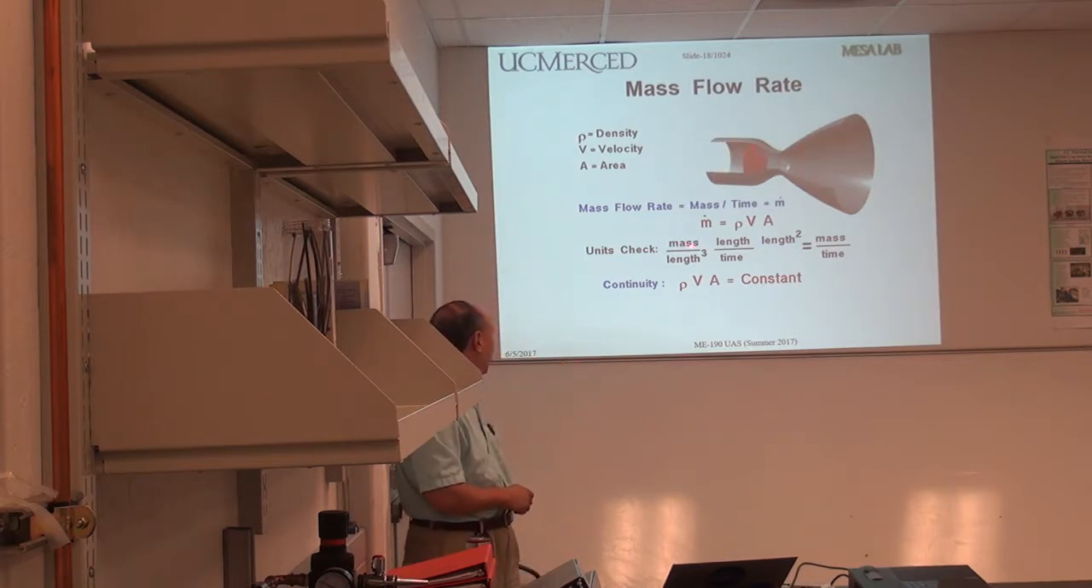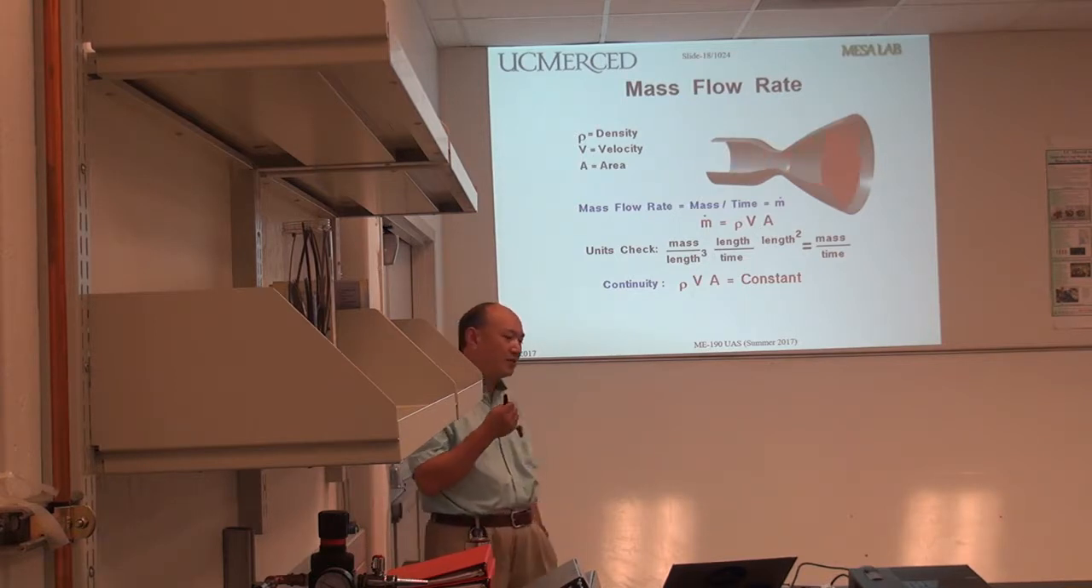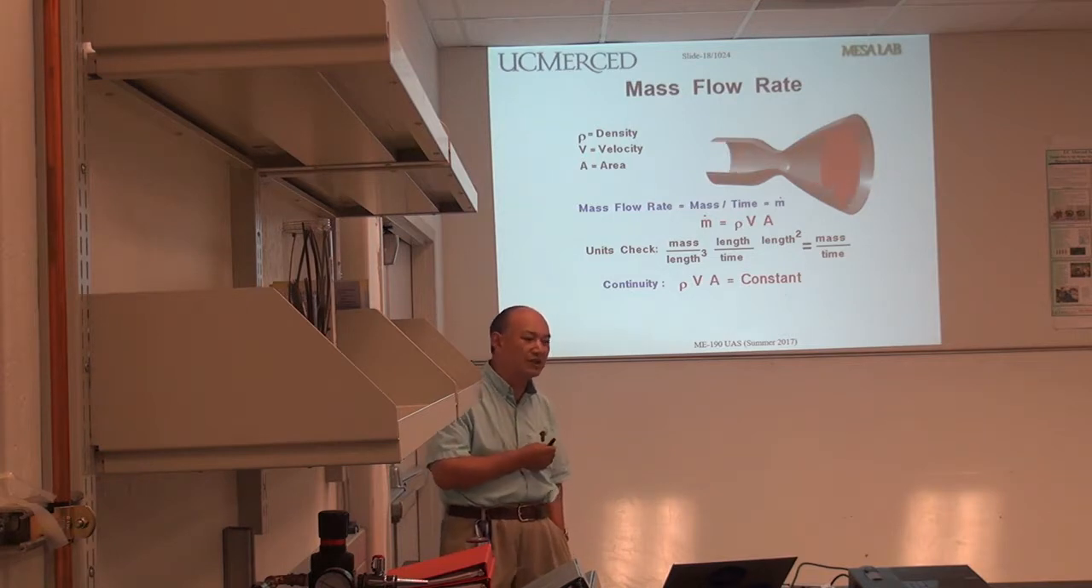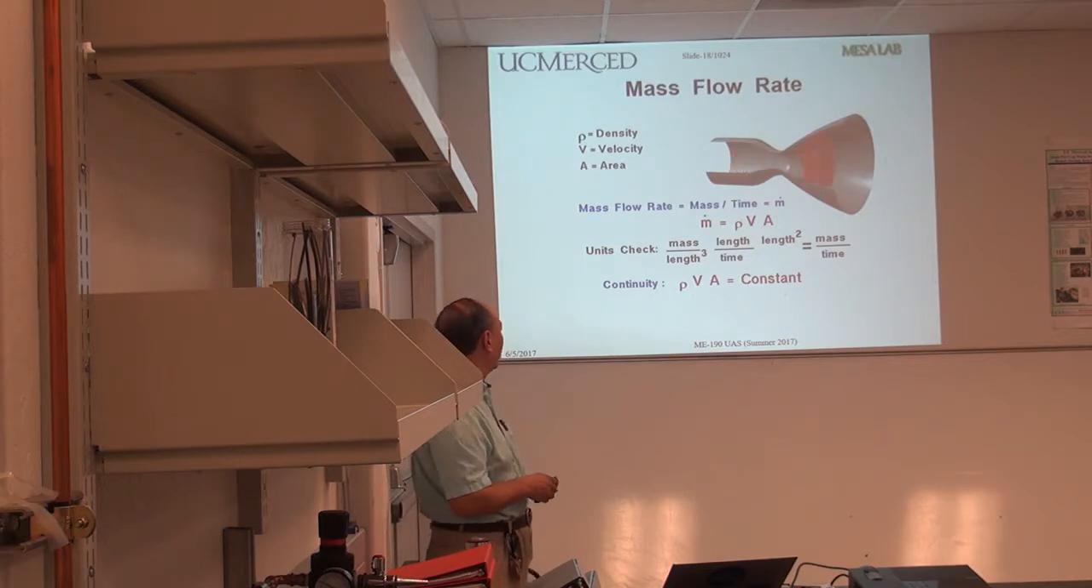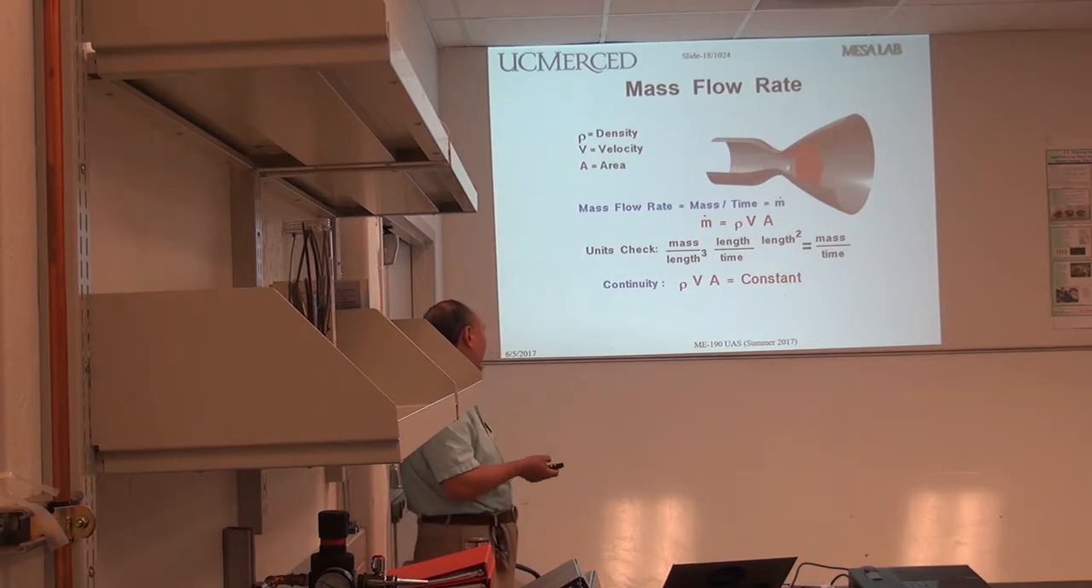So you can see the mass, length cubed, length, time, and length squared, and mass divided by time. This is the m dot. Okay. So rho looks like it is correct. Mass flow rate. Because mass is not produced or destroyed, it has to be a constant. So the m dot has to be constant. So to have that continuity.